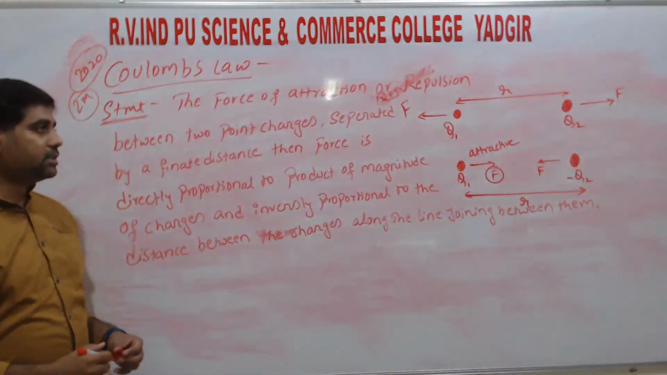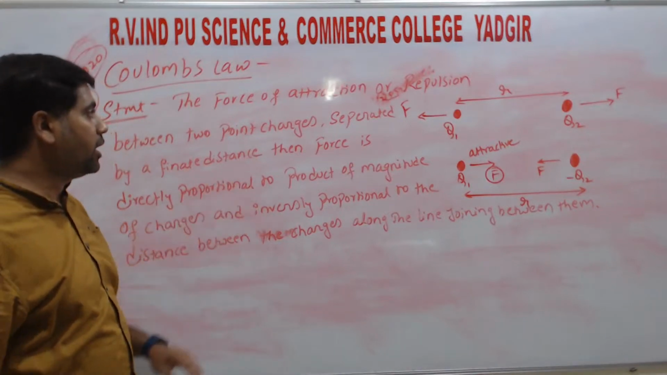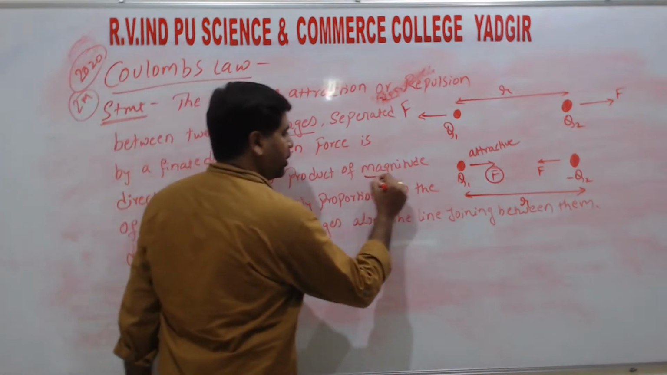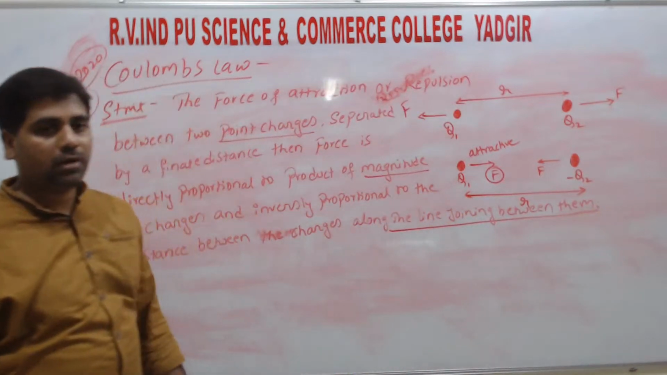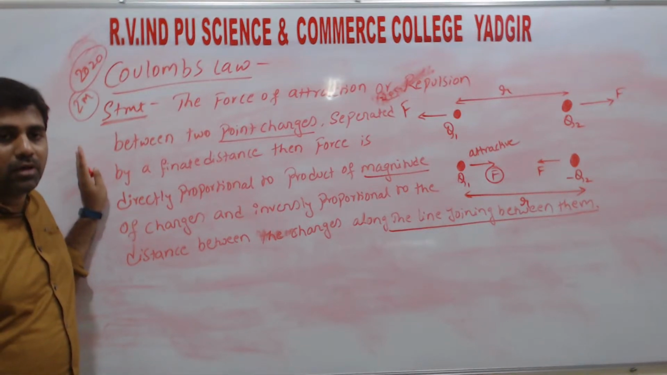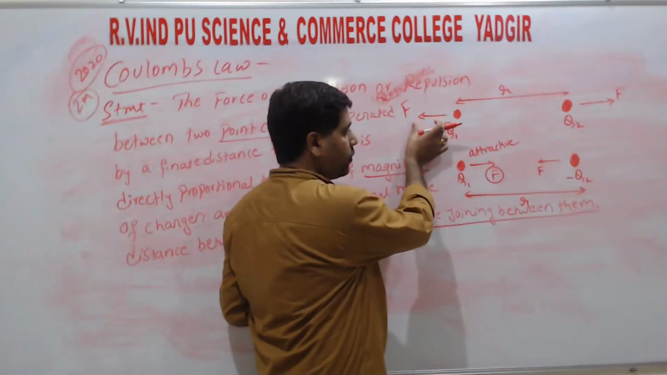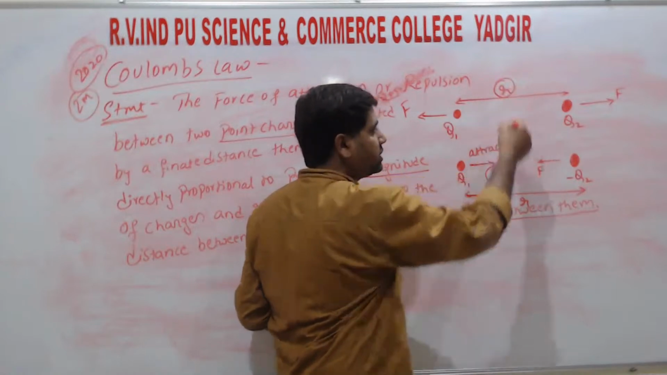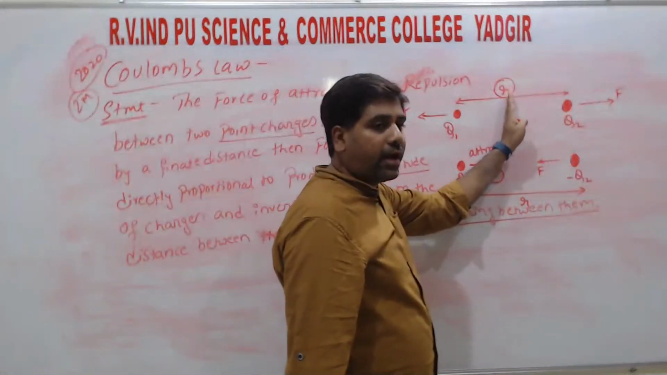In this lengthy statement, each and every word is very important and has meaning, right? If we leave out point charges, or magnitude, or the last part, along the line joining them, then the statement will go wrong and they won't give any marks, right? So first, as already said, the force of attraction or repulsion between these two point charges separated by a finite distance. Here we take the distance as d, or we can take the distance as r, right?